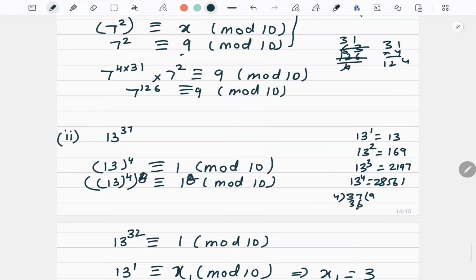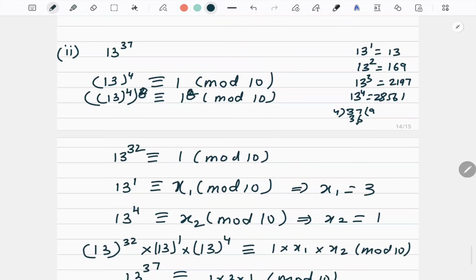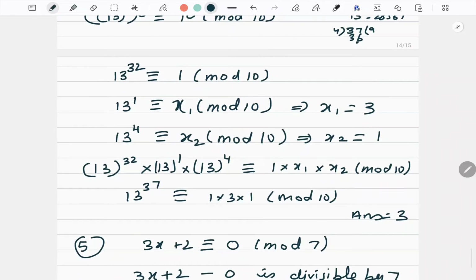13 to the power 37. Same concept, you check the powers mod 10, because you have to find out the last digit. Correct? So this is how you will get the answer. It's a very simple concept. Once you are clear, nothing will be difficult.